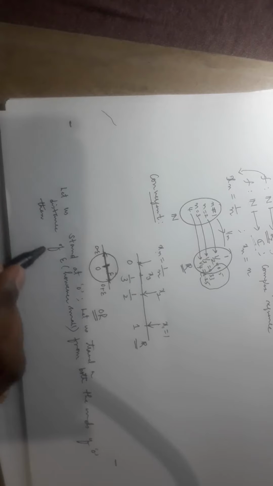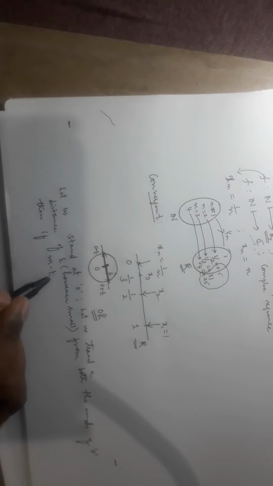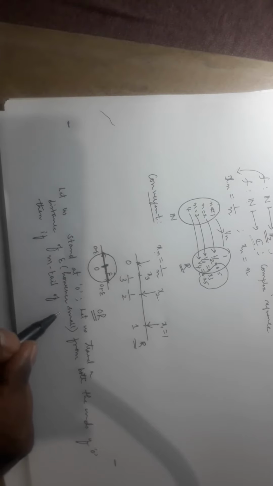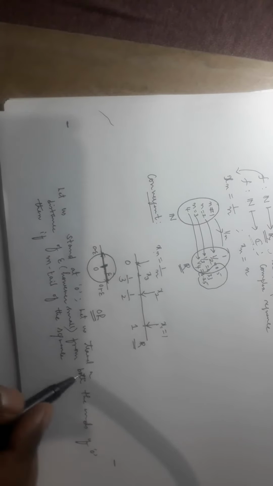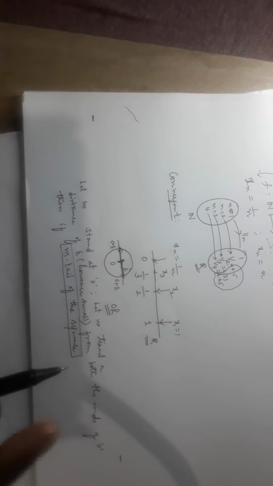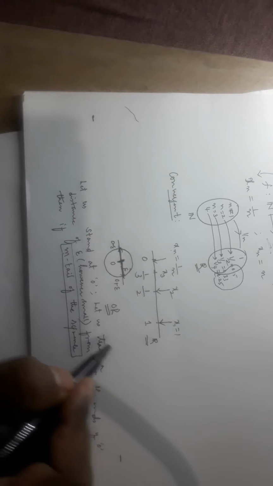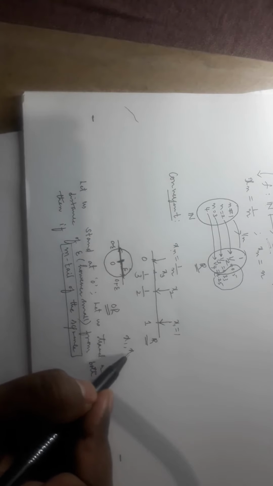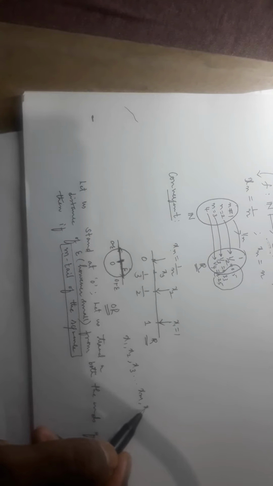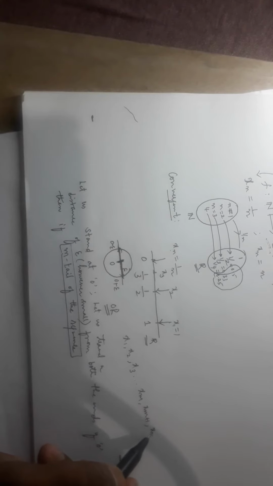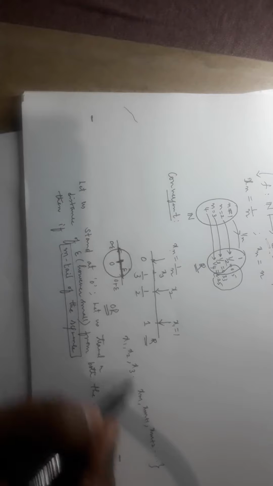Then if the m tail of the sequence, what do you mean by m tail? M tail means x1, x2, x3, xm, xm plus 1, xm plus 2. These will be the terms of the sequence.